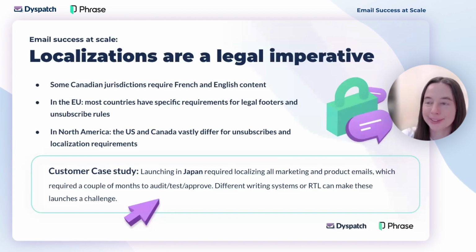And even within North America, you've got to be careful, because even the US and Canada, who we think of as very homogenous in terms of legal email rules, there are vastly different rules about unsubscribes and opt-ins as well. So make sure you check your localization requirements.